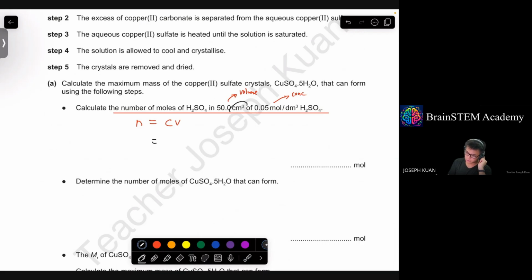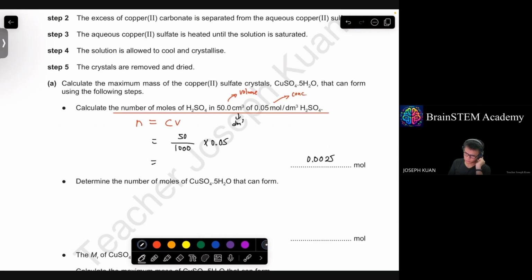Remember to change this to the same unit, cubic decimeters, which can be done by dividing by 1,000, then multiply by 0.05. Use your calculator for this question, and you should be able to get the answer. So there will be 0.0025.